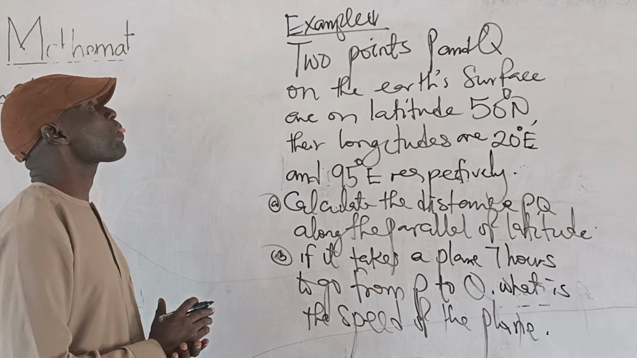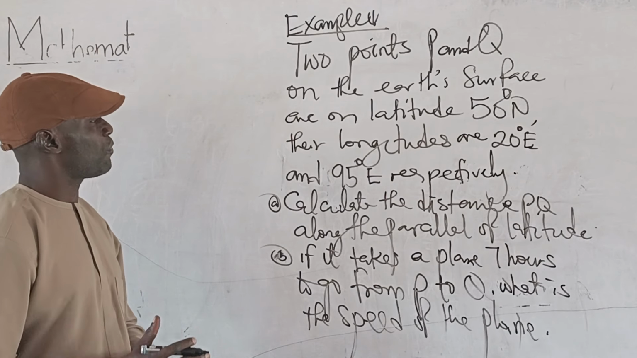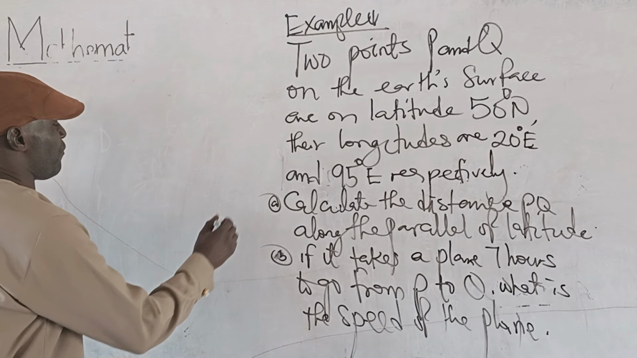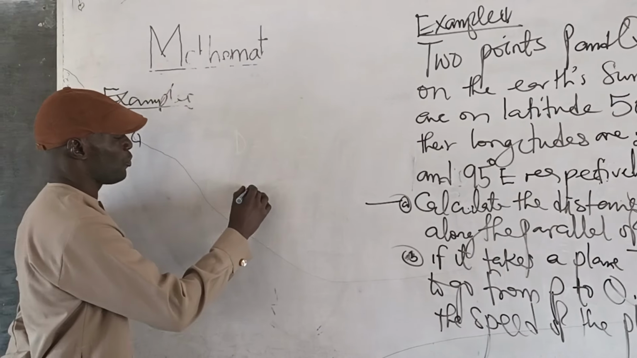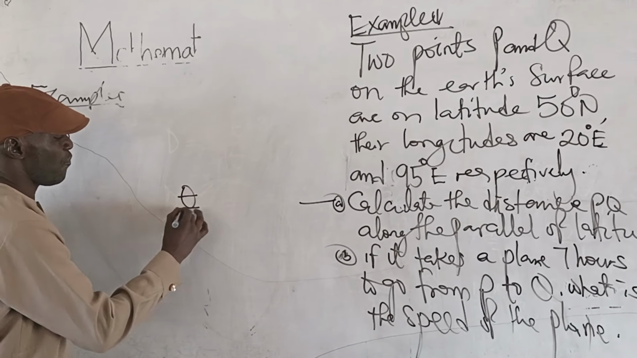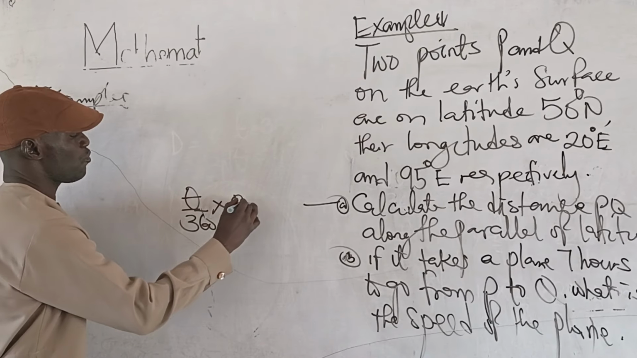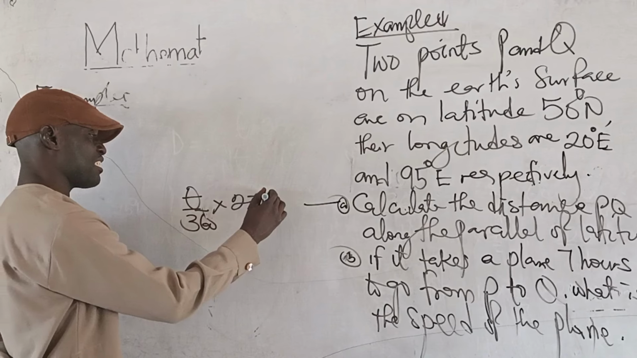After sketching, we are going to know the operation we are going to apply, the angular operation, whether we are subtracting or we are adding. So the formula we are going to apply for A, we all know that for A alone, we are to use theta over 360 times 2 pi small r.